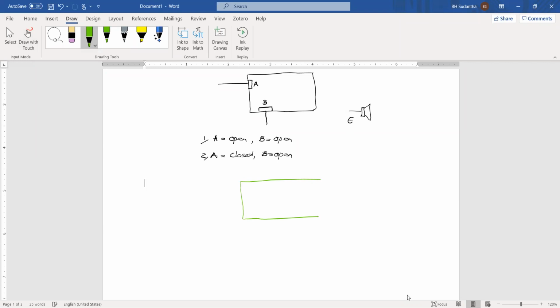This is the circuit we are going to design. From door A, this input is coming. From door B, the second input is coming. And this is the circuit we are going to design. And this output is going to tell R, that is E. This is our block diagram.